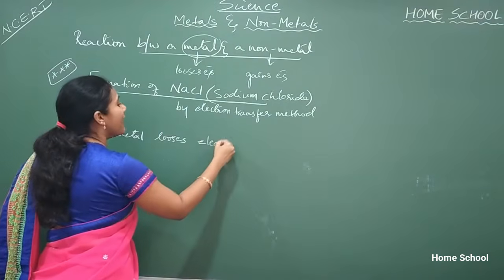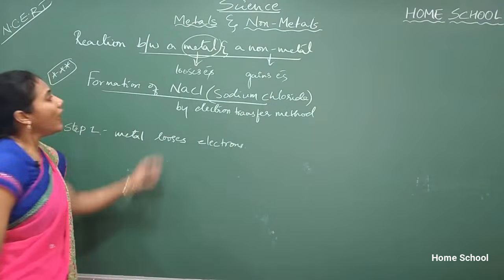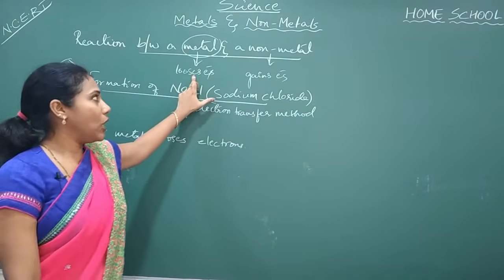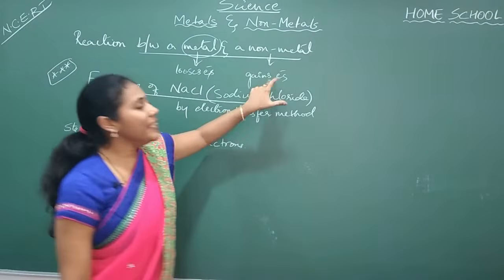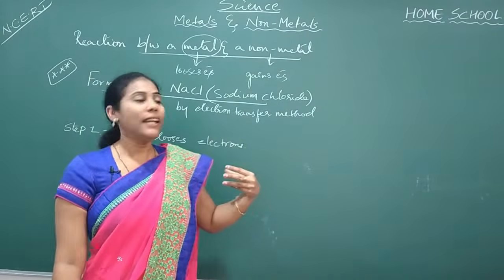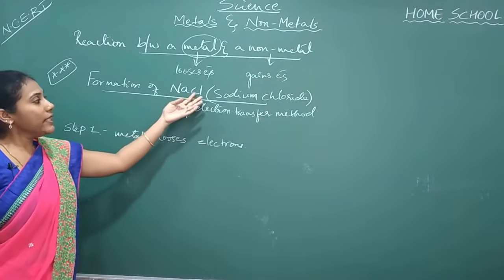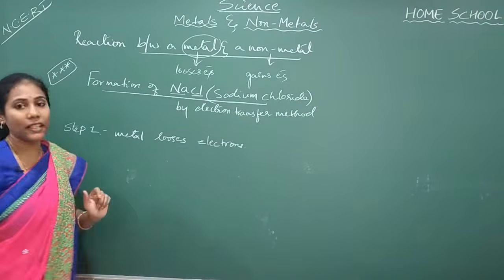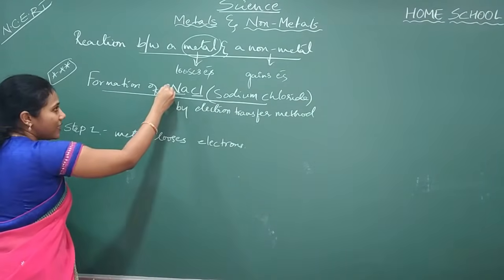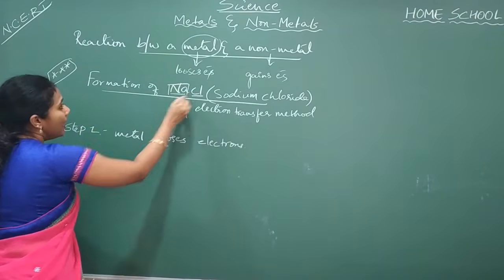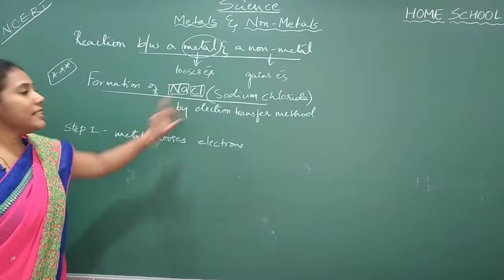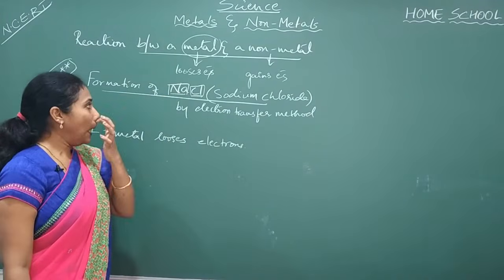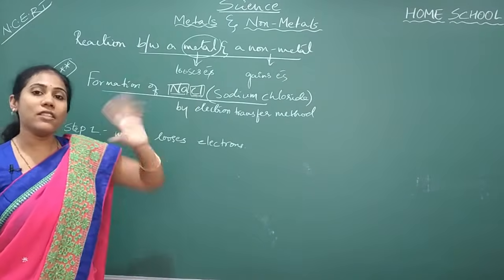Step 1, what happens? Metal loses electrons. I already told you, metals always have the ability to lose electrons. Non-metals have the ability to gain electrons. And who is the metal and who is the non-metal in NaCl? Sodium is a metal, Cl is a non-metal. So the first written element in a formula is a metal, and the last written element in a formula is a non-metal. Remember this.